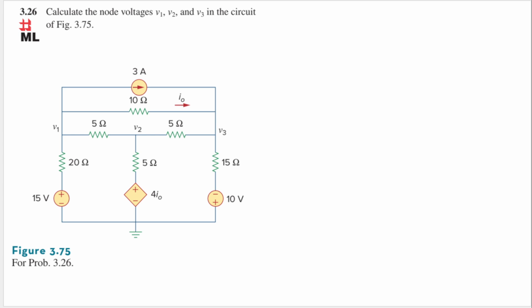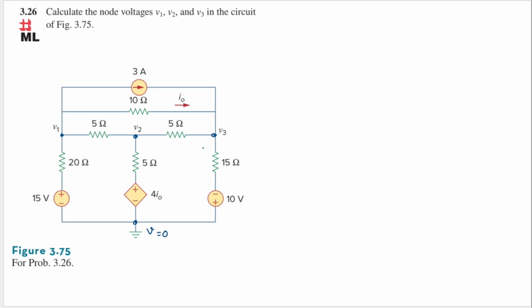So the question is: calculate the node voltages V1, V2, and V3 in the circuit of figure 3.75. This is the figure, and we are given this bottommost node here as our ground. So the voltage here will be 0, and the node here is V1, and then V2, and then V3.